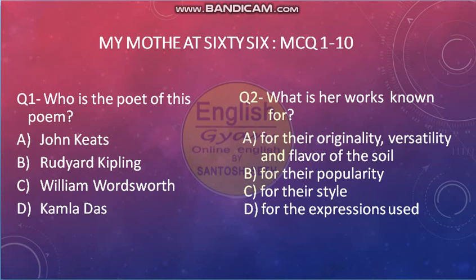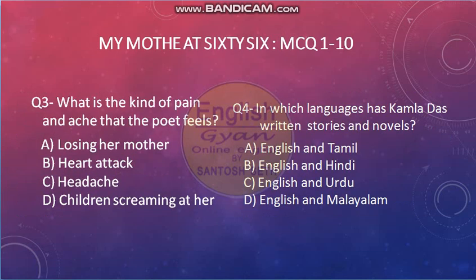A. For their originality, versatility and flavor of the soil. Option B, for their popularity. C, for their style. And D, for the expressions used. I hope you have taken the correct answer. Now questions number 3 and 4 are before your eyes. What is the kind of pain and ache that the poet feels? The options are A, losing her mother, B, heart attack, C, headache, and D, children screaming at her.